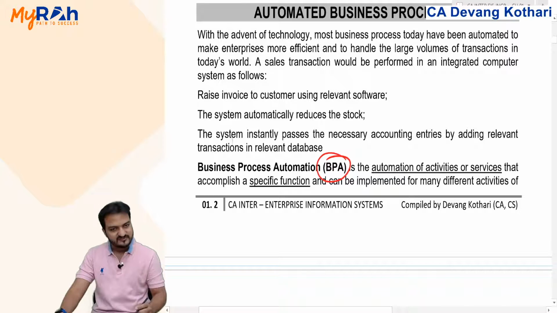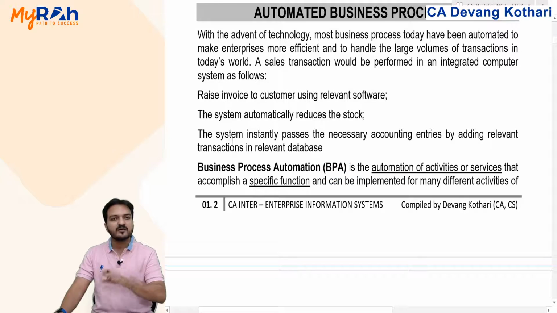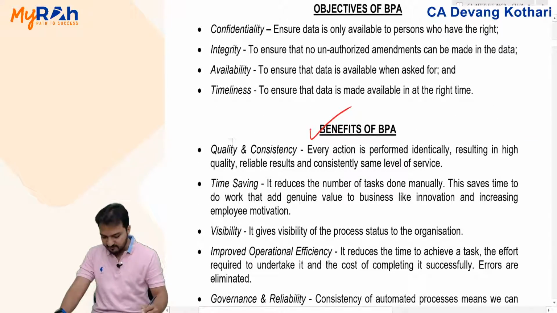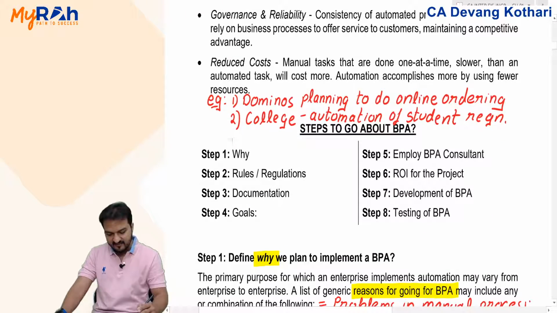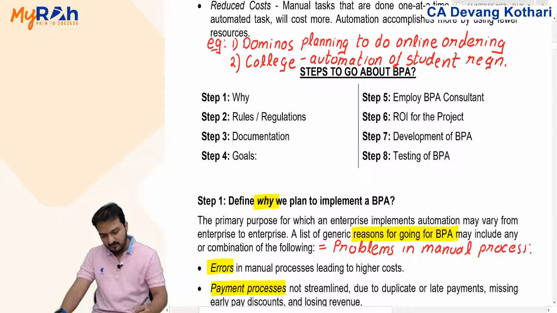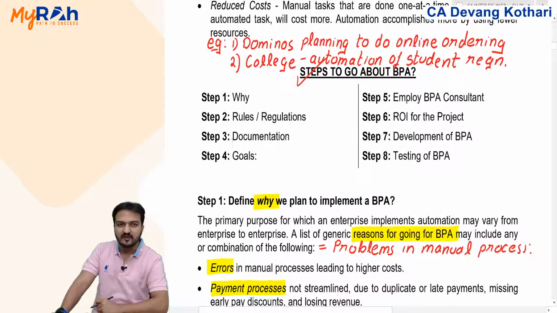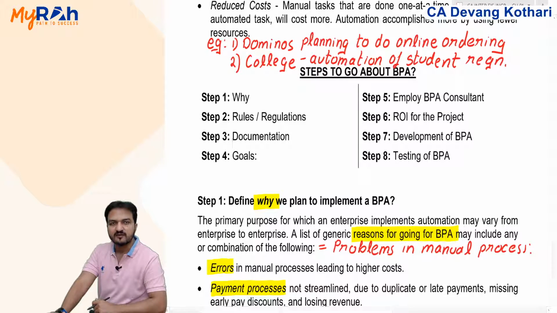I just gave you the explanation of what BPA is. It is automation of your routine business activities. Under that, objectives of BPA, benefits of BPA, that we have made a general discussion. But the important topic here was the steps to go about in a BPA, steps to be undertaken in order to ensure BPA is done. So what is this topic about?